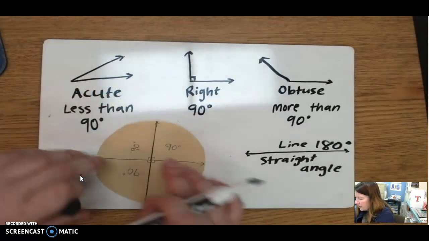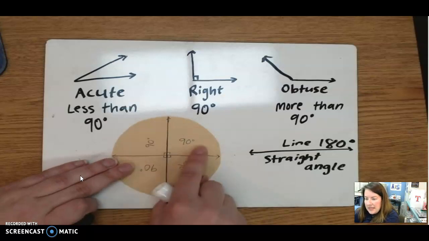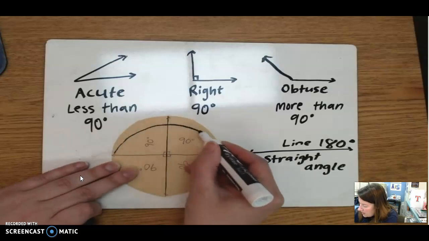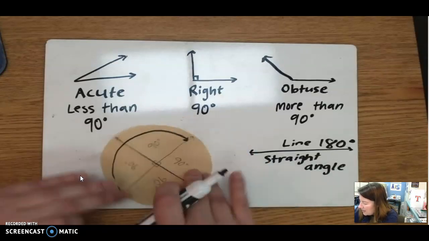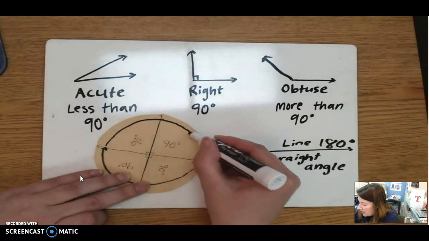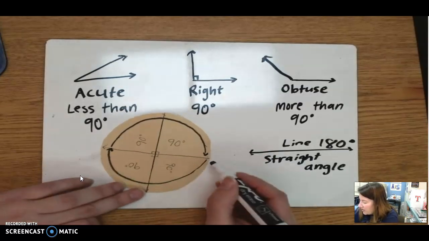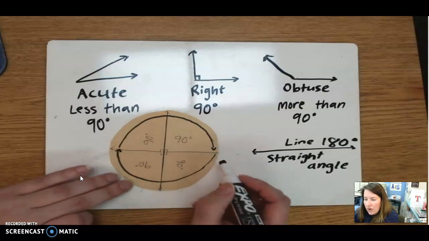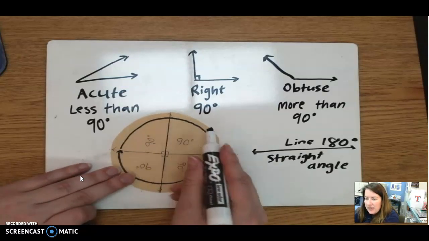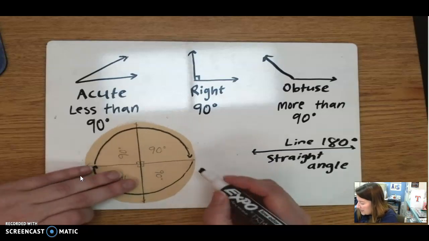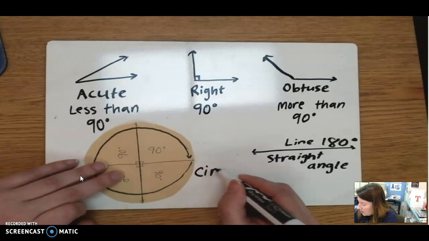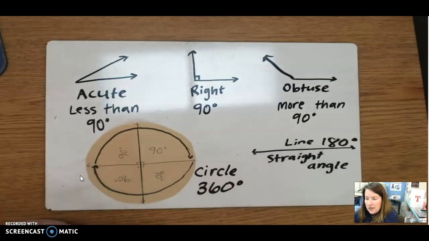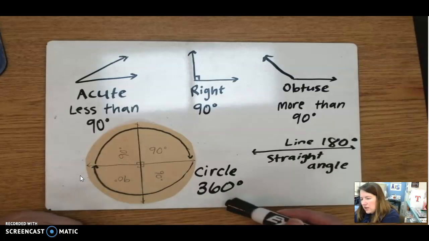Now let's look at the full circle. If I know 90 and 90 is 180, so if I started here and I went all the way here, right, that's 180. But if I kept going and did another 180 for the full circle, 90 plus 90 plus 90 plus 90. What is that? If you do that, you'll see a circle will always have 360 degrees.